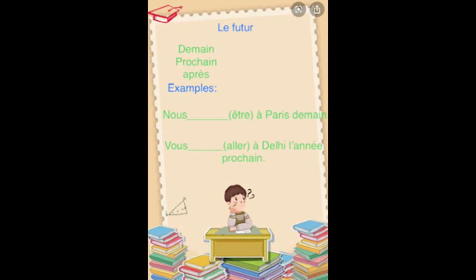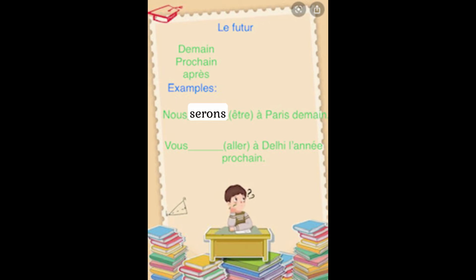The next tense is the future tense. The keywords for this tense are demain, prochain and après. Now let's look at the examples. The first example is "nous à Paris demain." So it is literally translated as we will be in Paris tomorrow. So we will use the future tense and it will be conjugated as serons.